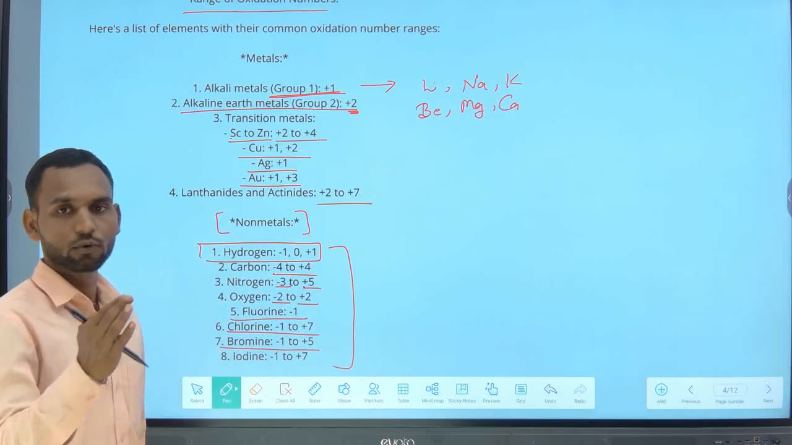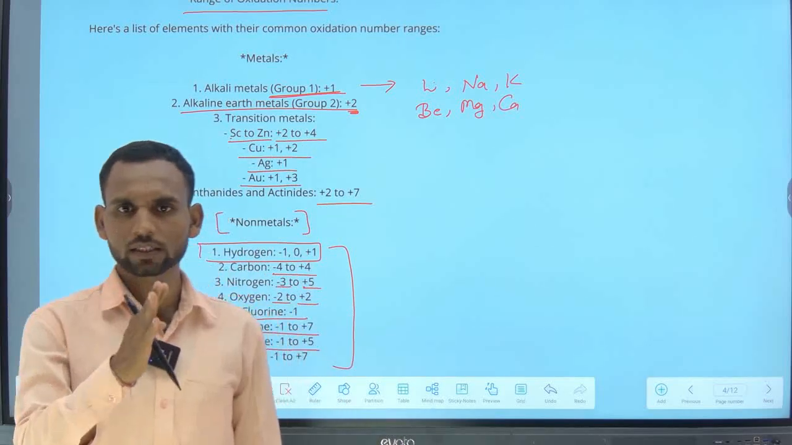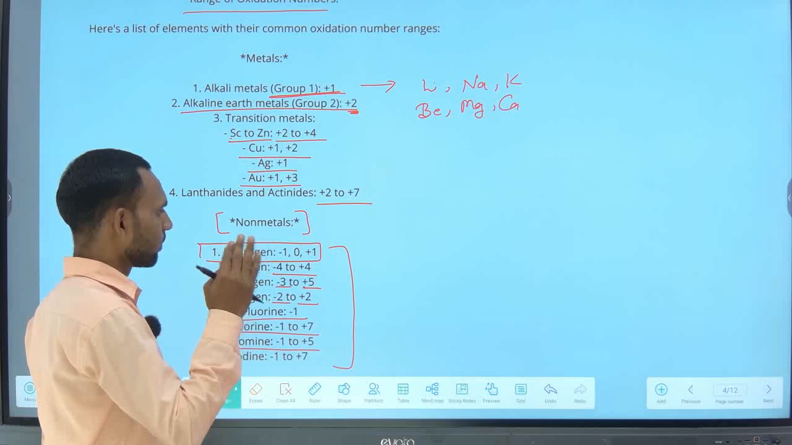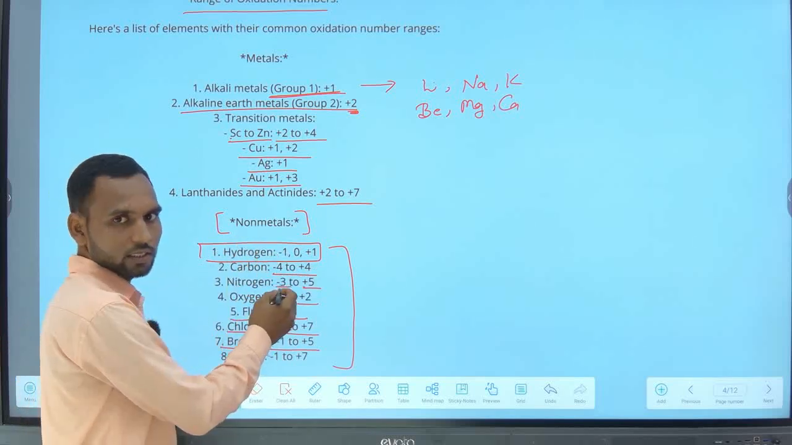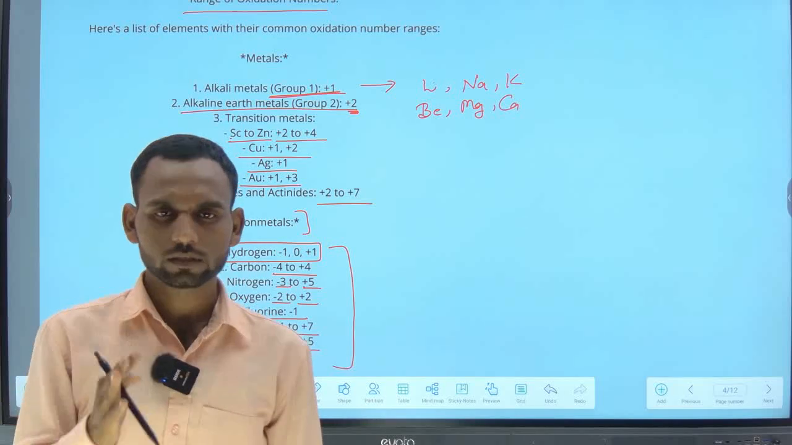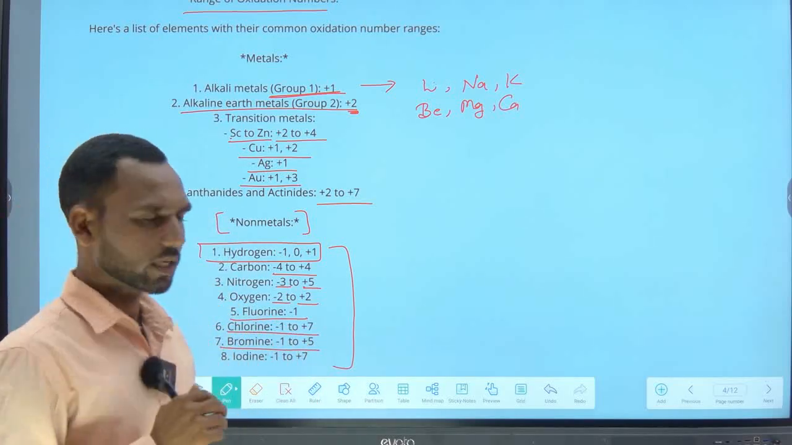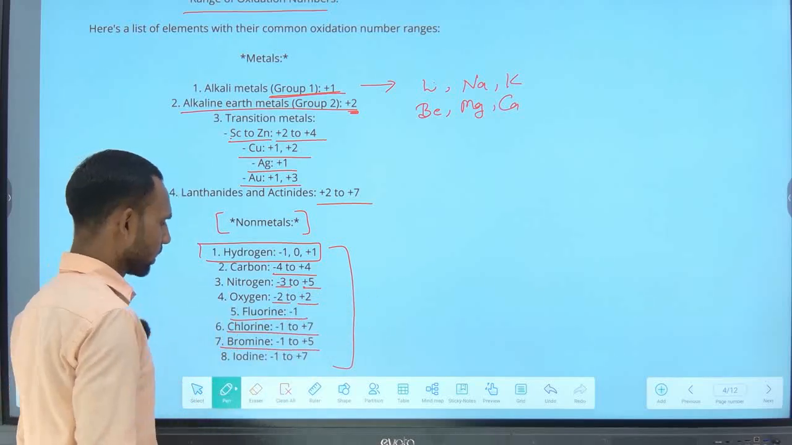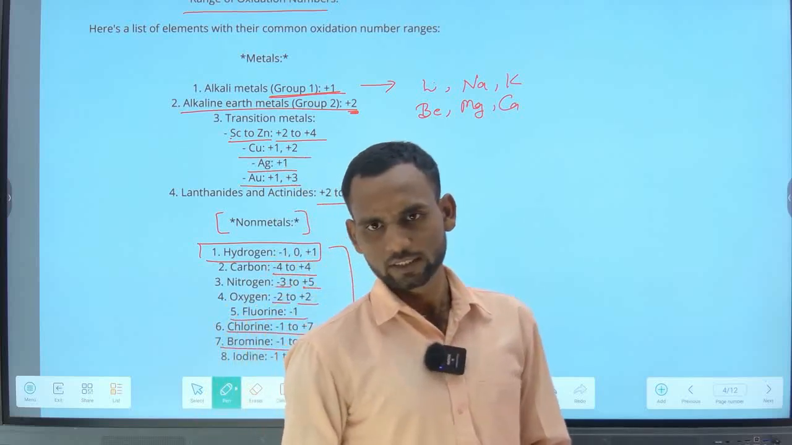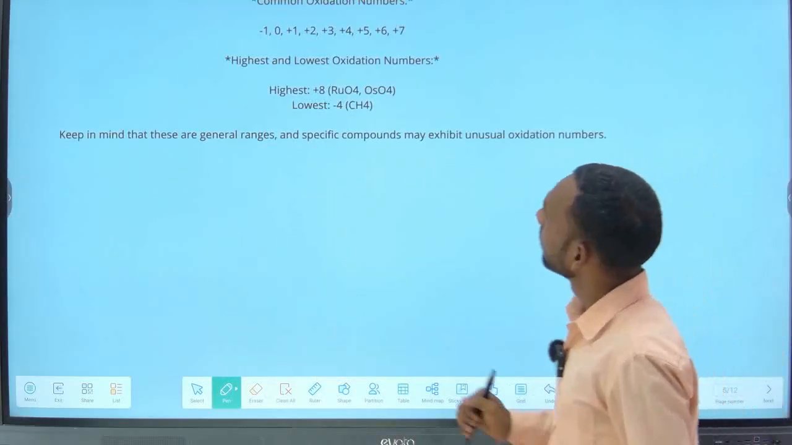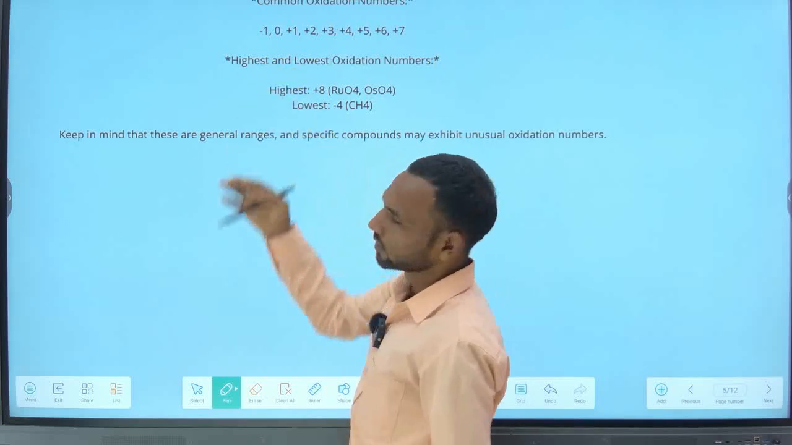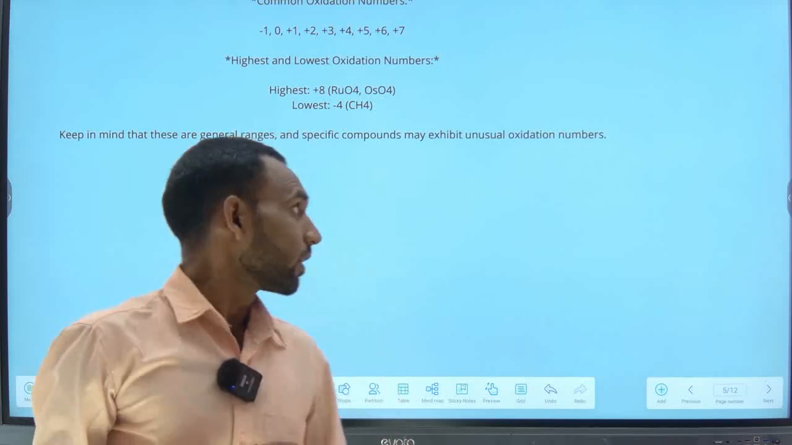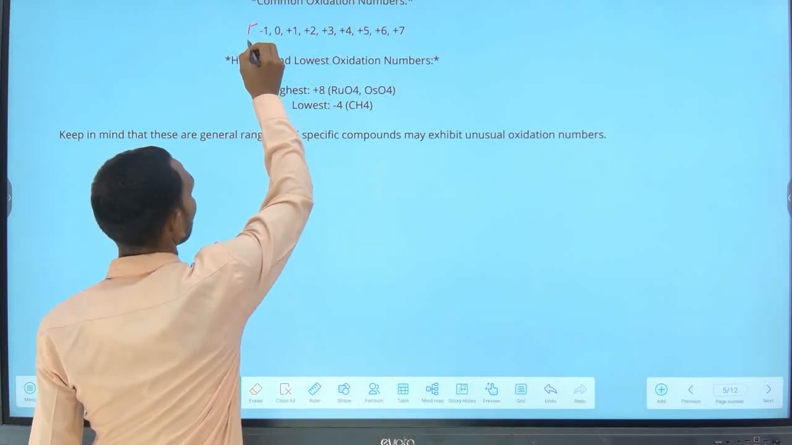Carbon -4 to +4: -4, -3, -2, -1, 0, 1, 2, 3, 4. Nitrogen -3, -2, -1, 0, +1, +2, +3, +4 and +5 in different compounds, same as oxygen, fluorine, chlorine, bromine and iodine. Common oxidation numbers: generally the whole periodic table has different oxidation numbers, and generally we find -1 to +7.